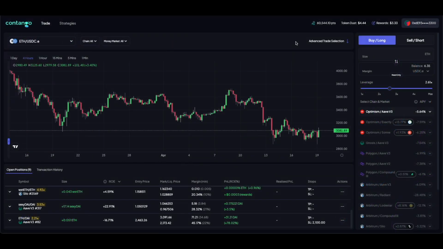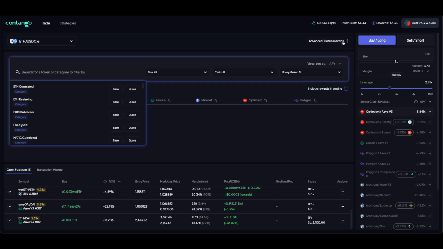The advanced trade selection tool allows you to do interesting things like spotting arbs, delta neutral plays, or simply pick the best funding rate for a given pair. Let's see a few examples.